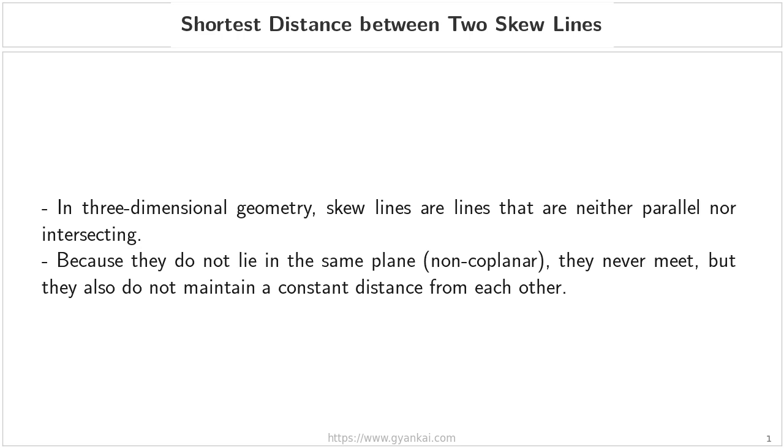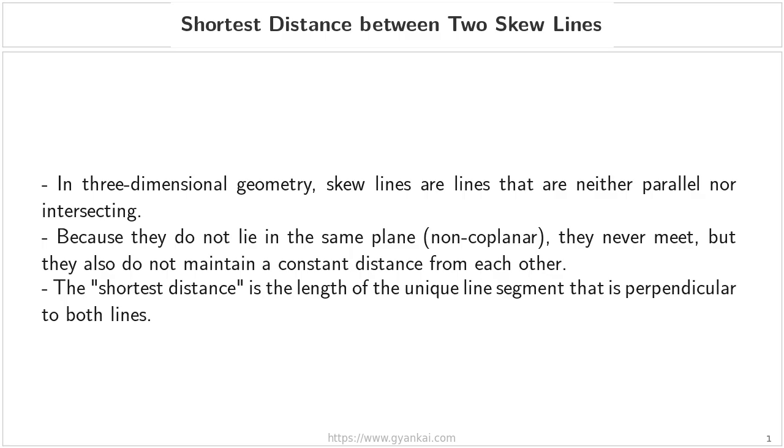Now, you might wonder why they don't just meet. The reason is that skew lines are non-coplanar, meaning they do not lie in the same flat plane. Because they are essentially passing each other at different levels and different angles, they will never meet, but unlike parallel lines, they don't stay a constant distance apart either. Since they are constantly moving relative to one another, a natural question arises. How close do they actually get?